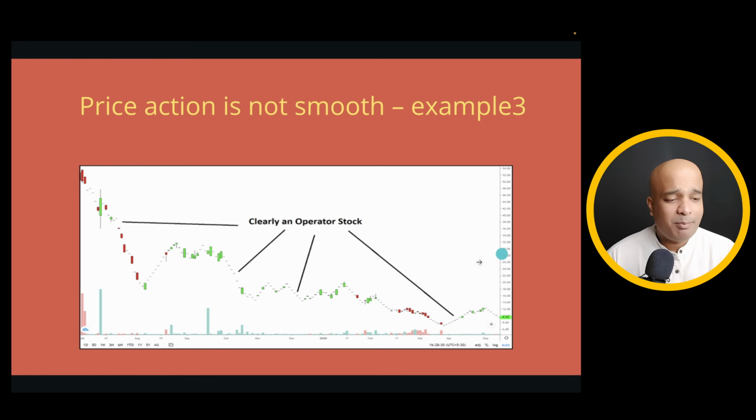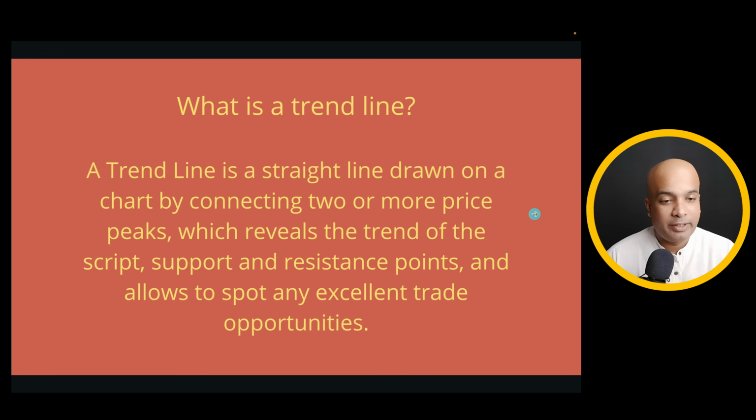This is one more example. This is clearly an operator stock in most cases, because there is no activity on some trading days. So it indicates retail people are not participating. So there is a high risk of operator stock. Whenever you see these dotted lines, please avoid those kind of stocks. So, whenever there is a big selling wick, big buying wick, or big gap up, big gaps, and whenever you see there is no operation on many trading days, please avoid those kind of stocks.